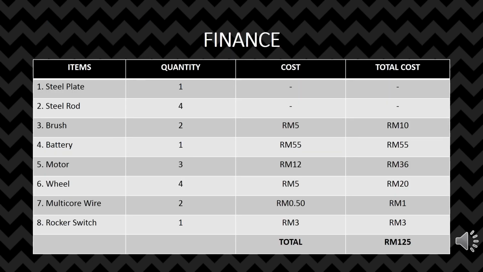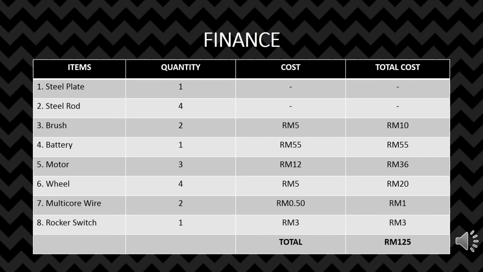For the finance, the steel plate and steel rod are provided by the faculty. We need 2 brushes, for the main brush and side brush, which cost 5 ringgit each. Since this trash collector is a rechargeable device, we need a battery, which costs 55 ringgit. In order to move the brushes, 3 motors are needed, which cost 3 ringgit each.